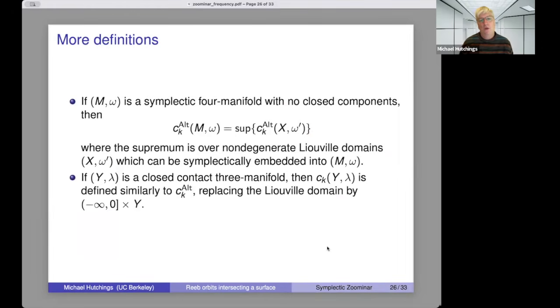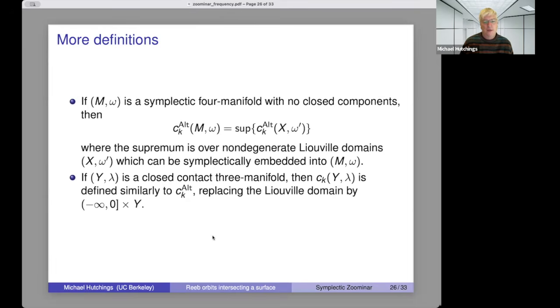And then, so I told you what these capacities are for the Liouville domain. And then if I have some symplectic manifold, which is not a Liouville domain, like the M that I was talking about before, that's the case I actually care about, then to define c_k of that, I take the supremum of c_k of any Liouville domain which symplectically embeds into M. That's a simple trick to extend the definition of the capacity to any symplectic four-manifold.